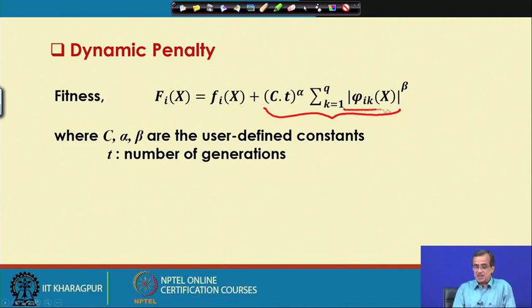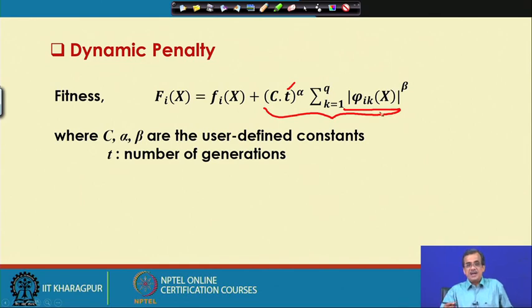Now, here I consider the mod value just to consider the positive value for this particular deviation, and this c is a constant, a user-defined constant, alpha is another constant, beta is another constant, and t indicates the number of iterations. Now, as t increases, what will happen to this particular penalty term? The penalty term is going to increase.